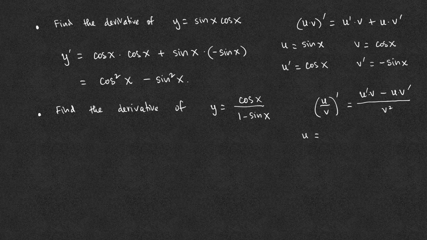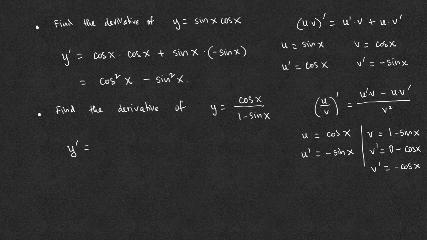u is the factor in the numerator, which is cosine of x, and v is the denominator, 1 minus sine of x. u prime is negative sine of x, and v prime is the derivative of 1, which is 0, minus the derivative of sine of x, which is cosine of x, and so v prime equals negative cosine of x.